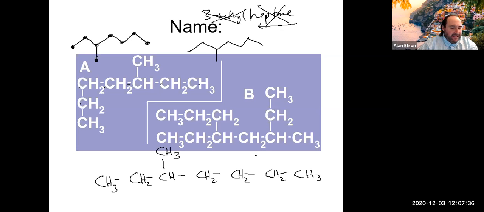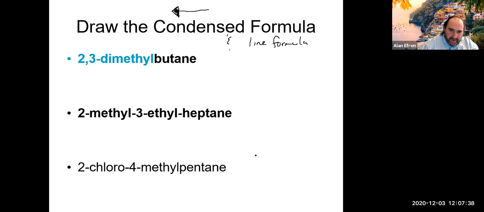Okay, now that you've seen one done, give that a go on these 3 here. So draw both the condensed formula and also the line structure for each of these. Take a few minutes and see what you come up with. Again, follow that same approach, work backwards in the name.